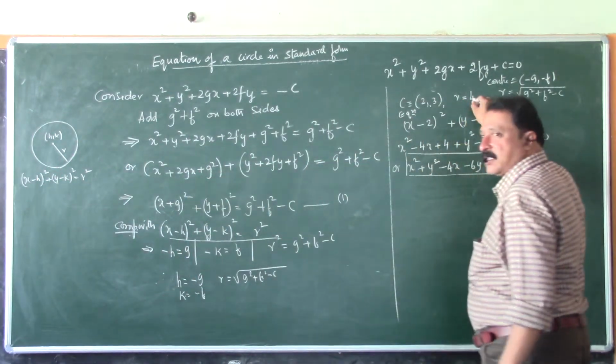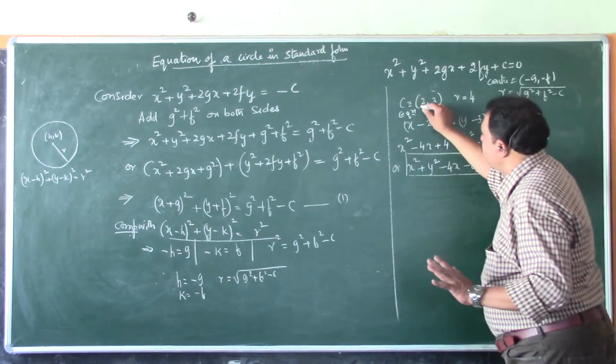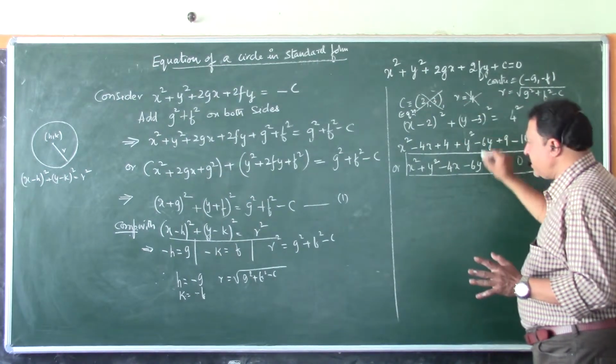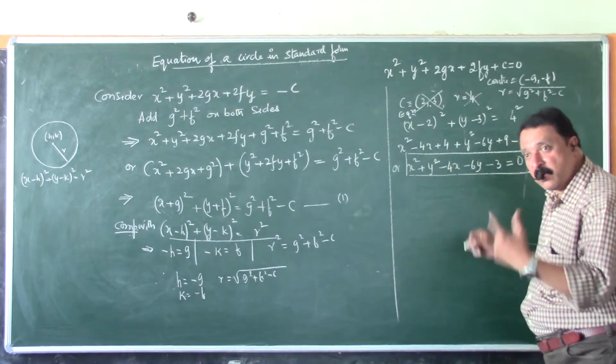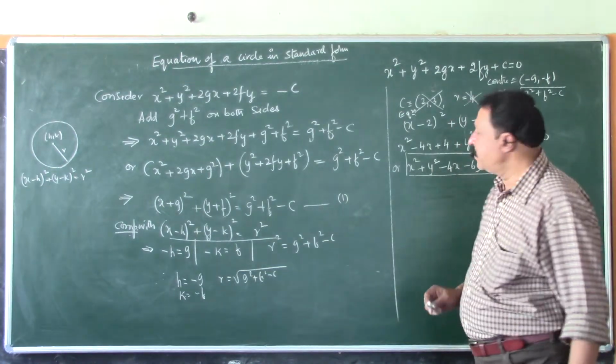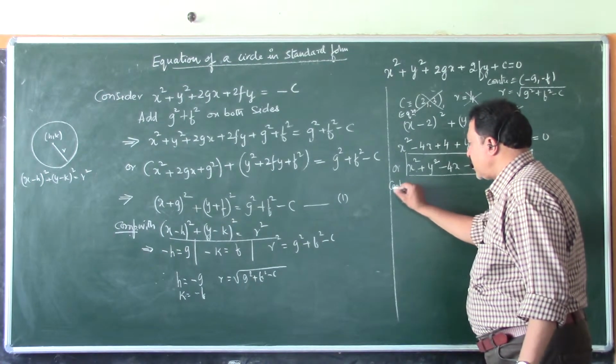In the reverse process, what was given to you earlier? Center and radius was given. You found out the equation of the circle. Now let us think that center is not given, radius is not given, simply the equation is given. You have to now find the center and radius. What will you do? To find the center and radius, I will now compare with the standard form.